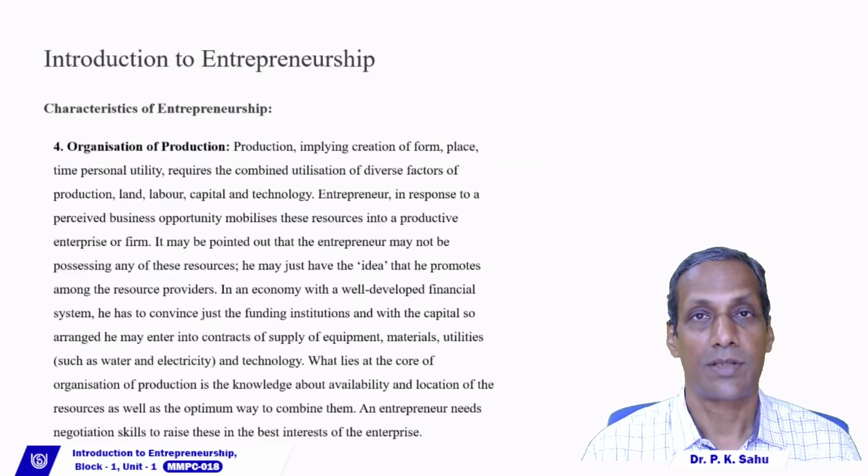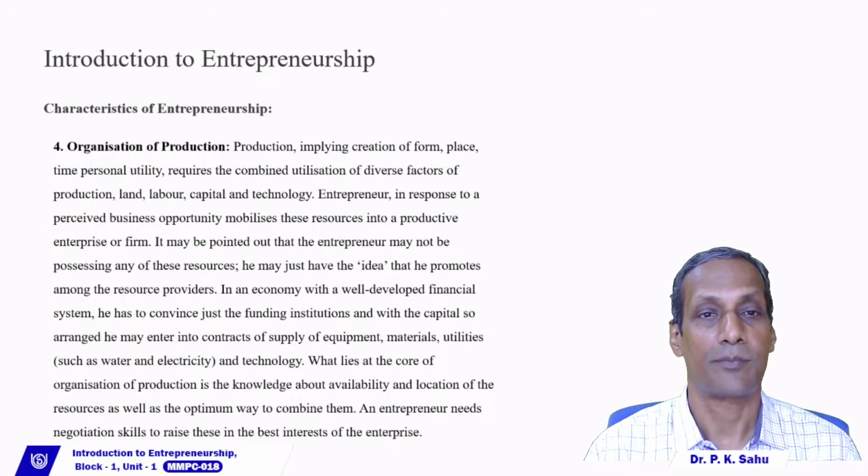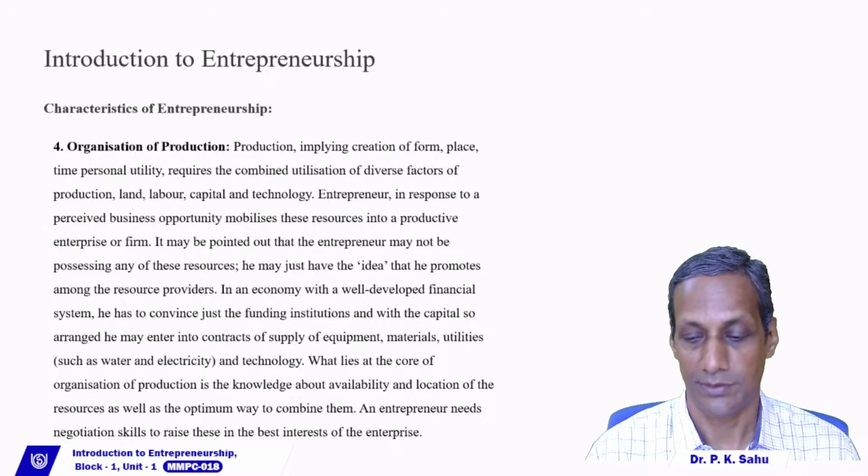The fourth characteristic of entrepreneurship is about organization of production. Production, implying creation of form, place, time, personal utility, requires the combined utilization of diverse factors of production: land, labor, capital, and technology. The entrepreneur, in response to a perceived business opportunity, mobilizes these resources into a productive enterprise or firm. It may be pointed out that the entrepreneur may not possess any of these resources. He may just have the idea that he promotes among the resource providers.